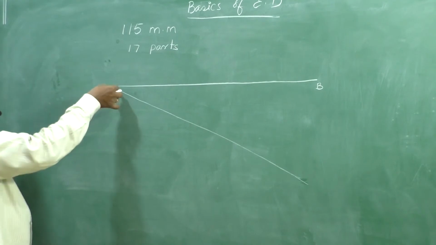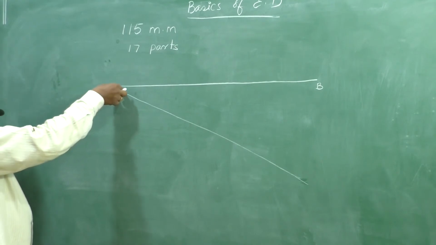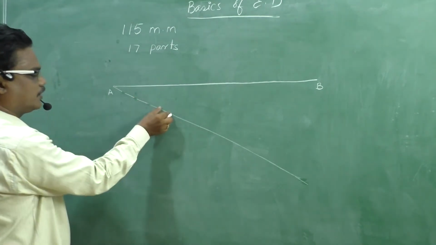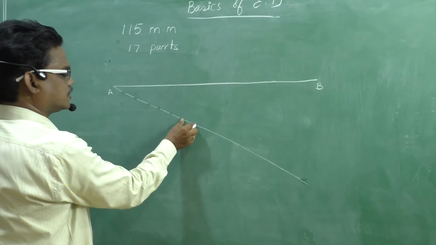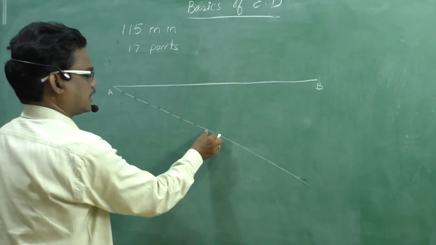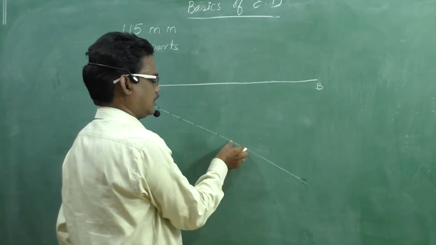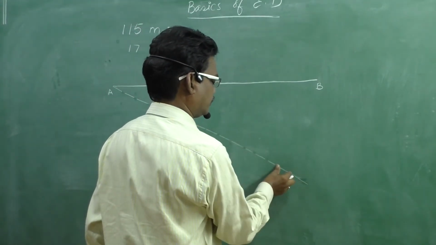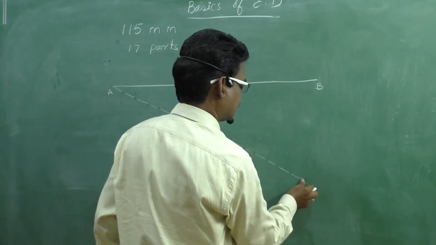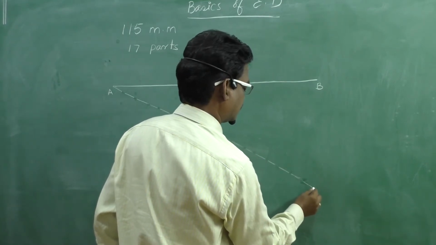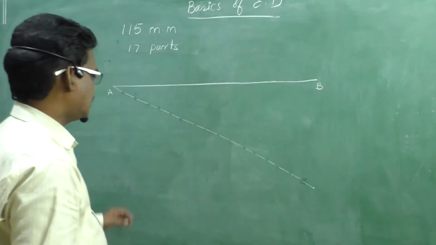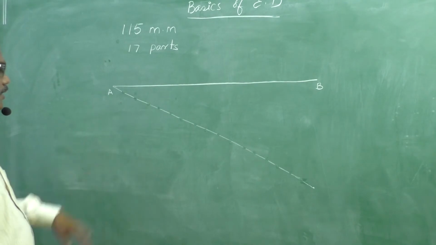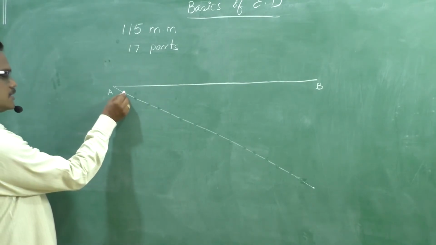Okay. Likewise, first one division, second, third, fourth, 5, 6, 7, 8, 9, 10, 11, 12, 13, 14, 15, 16, 17. Okay, 17 up to here. That means 17 equal divisions are considered on the inclined line or the construction line.